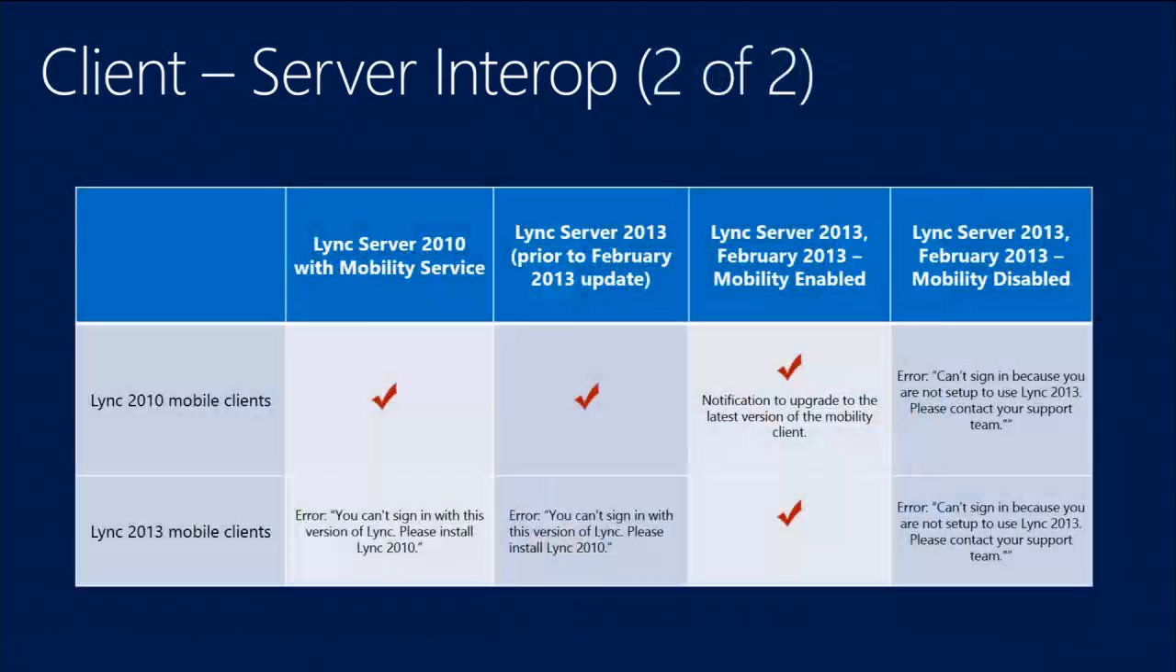Here's just some of the details or some of the prompts that we have here. In Lync Server 2013, let's say mobility is enabled, and the Lync 2010 client signs in that we just talked about, they'll get a notification to upgrade, right? If we had Lync Server 2013 but no February update installed, and we try to sign in with the 2013 mobile client, we would just get an error that you can't sign in, that you need to use the 2010 client.